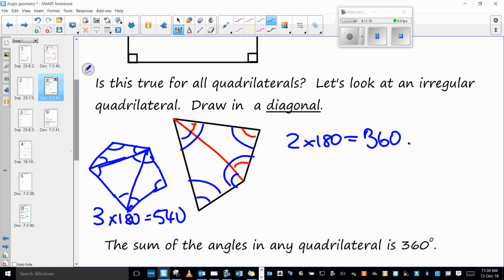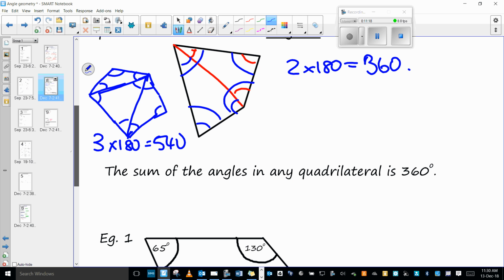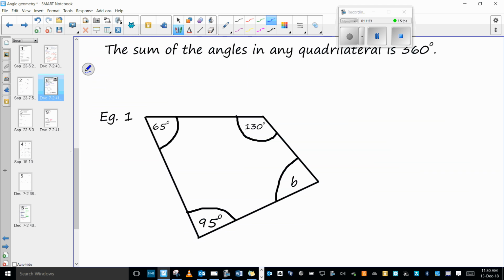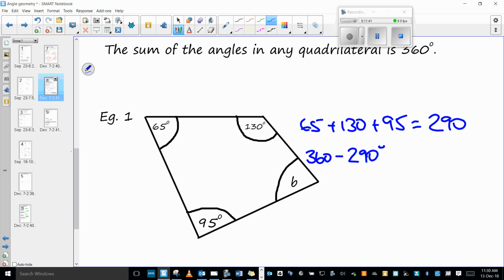Alright, so we're comfortable that the sum of the angles in a quadrilateral is 360. If I know that these 3 angles are 65, 130, 95, I can just find this one. You add them up. Do we know what these add up to? 290. Okay, so D is 70 degrees, and the reason for that is the angle sum of a quadrilateral.